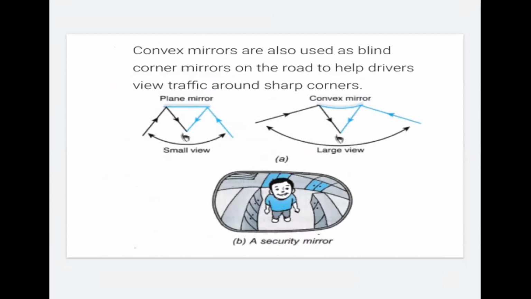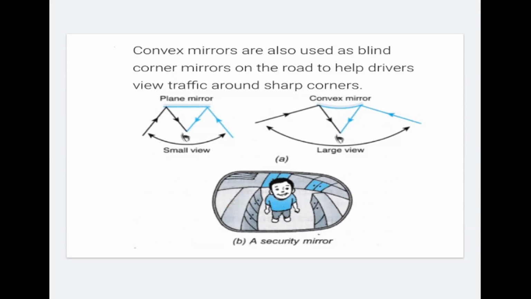Now, this is the first application that is being used for a convex mirror. Convex mirrors are used in blind corners on the road to help drivers view traffic around sharp corners. Definitely, convex mirrors are also used in security cameras. You can see our baby is standing and you can actually have the view of all the things surrounding him. So this is the reason why convex mirrors are used, as they offer a wider viewing angle in traffic and in security cameras also.